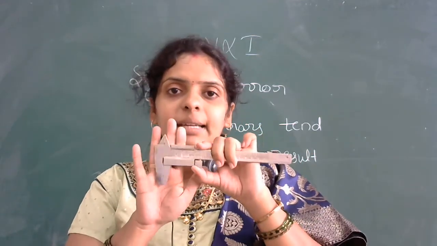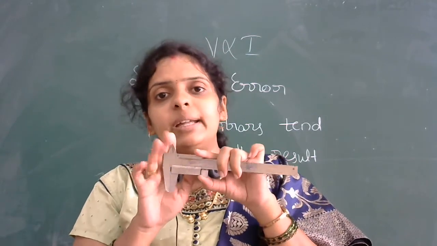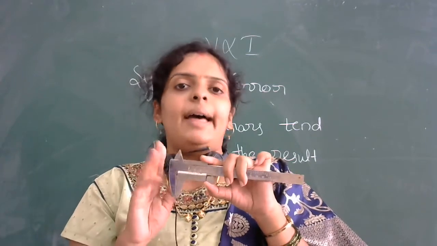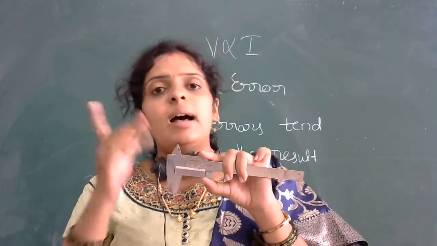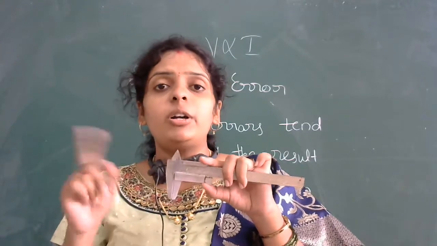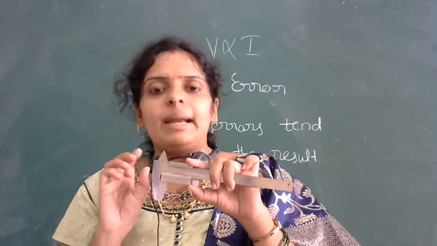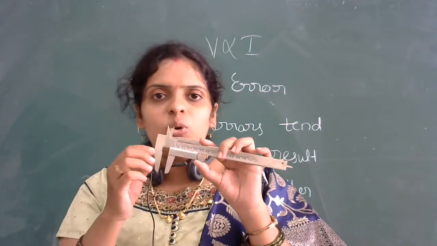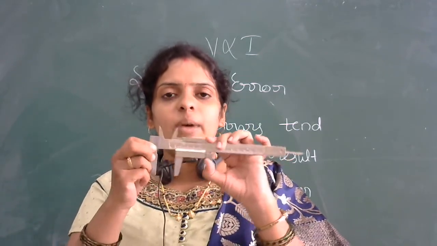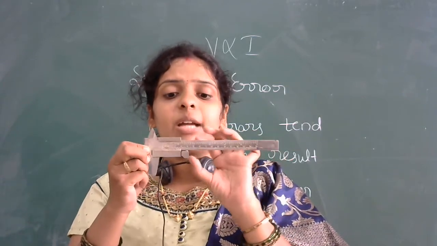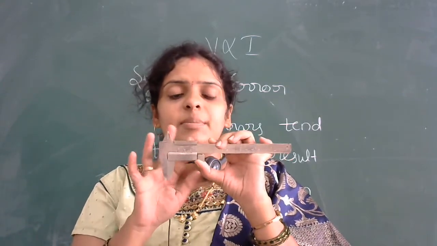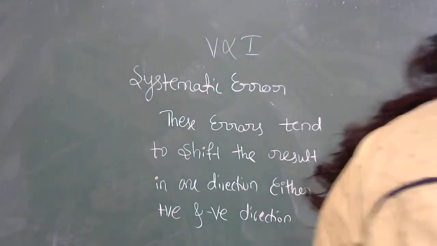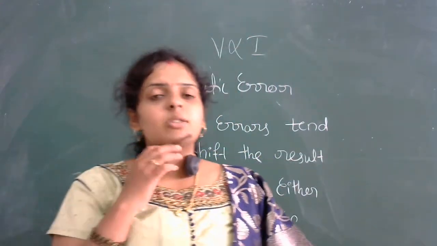When you are designing this vernier caliper, during that time, there may be a manufacturing defect. So that is what? Instrumental error. So this instrumental error occurs either due to the manufacturing defect or due to continuous use of the apparatus. You are continuously using it. So here what happens? Sometimes it moves smoothly, now I can move this. But sometimes the friction increases and you are not able to move it smoothly. That is all because of instrumental error.